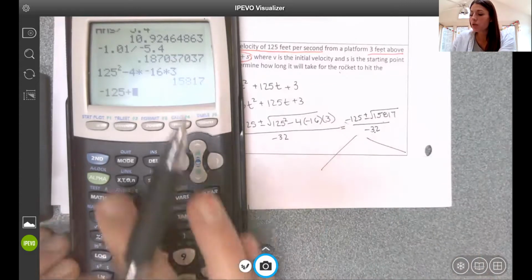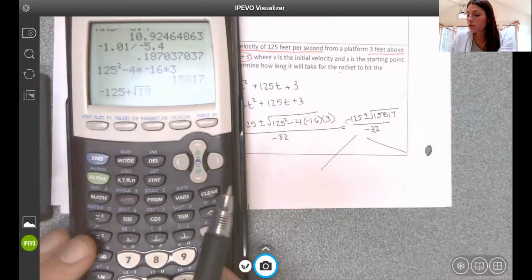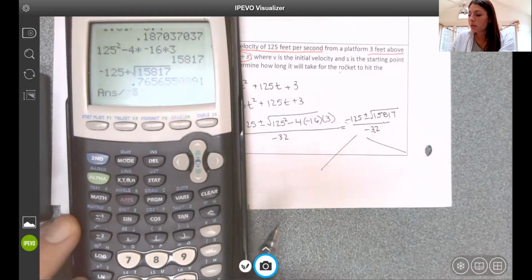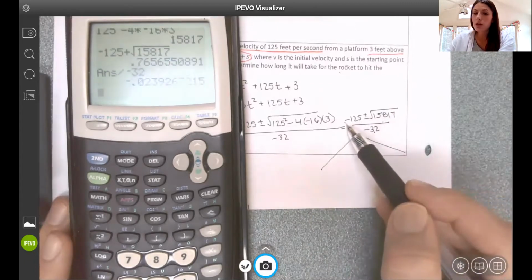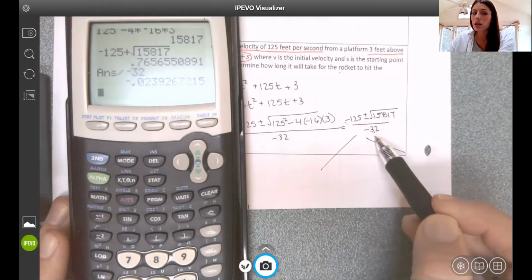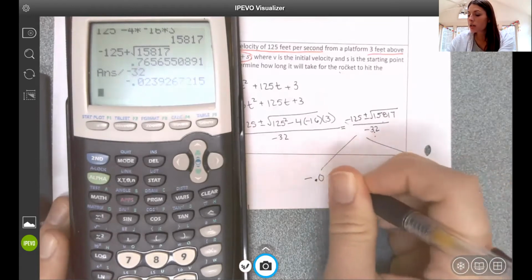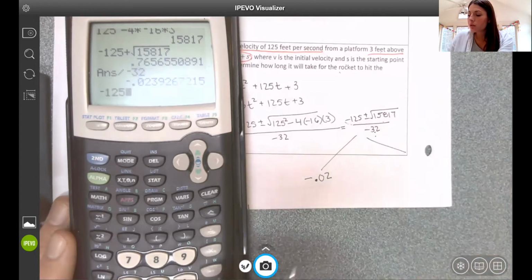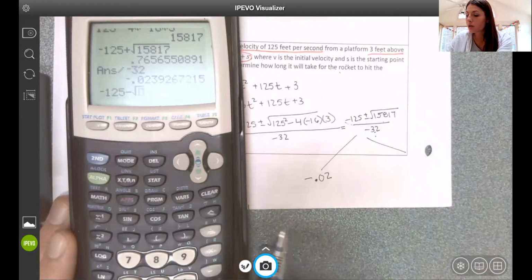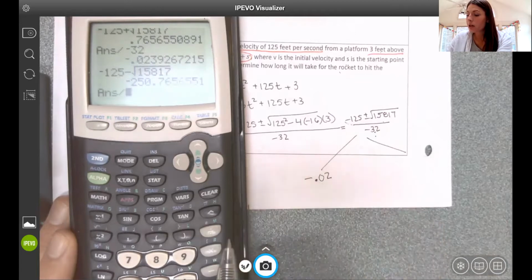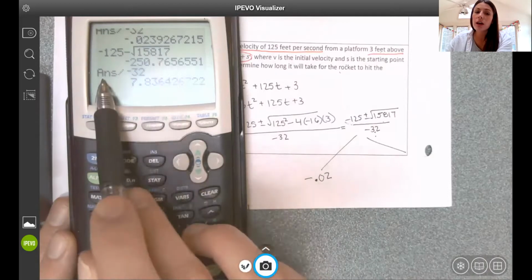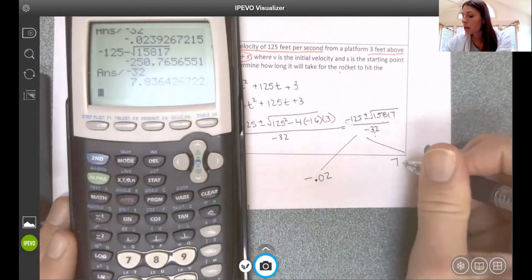So if I have negative 125 plus the square root of 15,817, enter, divided by negative 32. Okay, so that's going the first way, negative 125 plus this radical divided by negative 32 gives me negative 0.02. Going the other direction, negative 125 subtract the square root of 15,817 divided by negative 32. Okay, so notice I typed the whole numerator and got the answer, then divided all of it by negative 32, gives me 7.8.